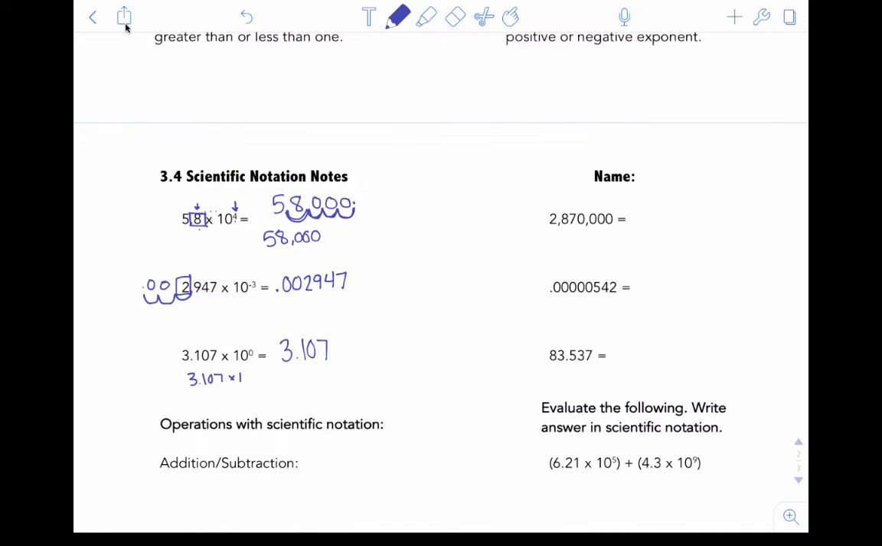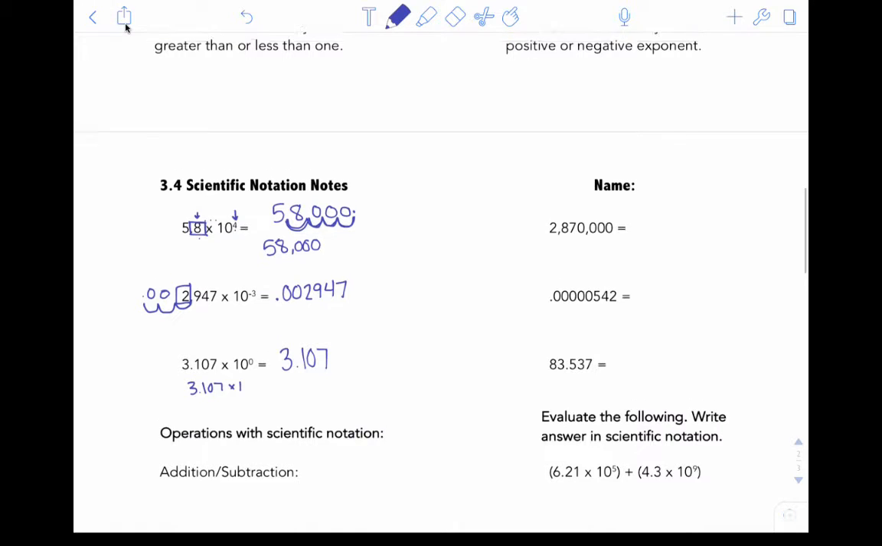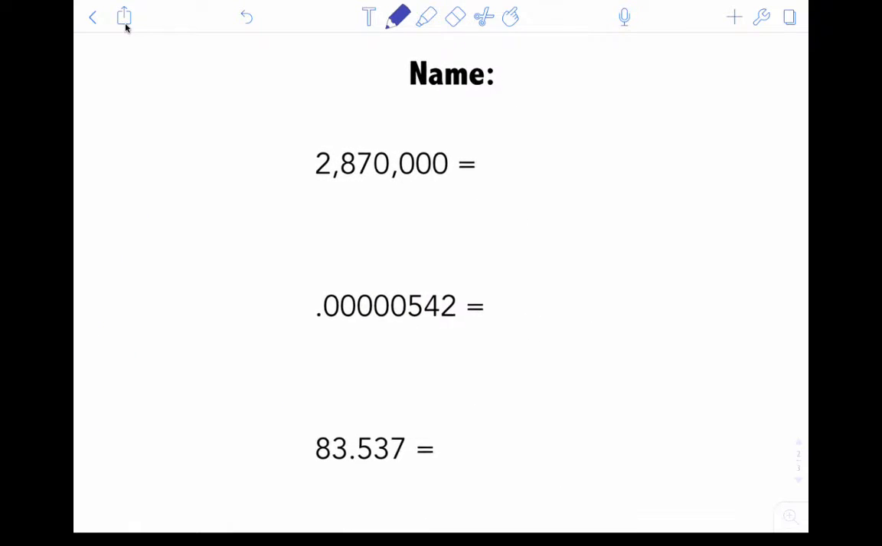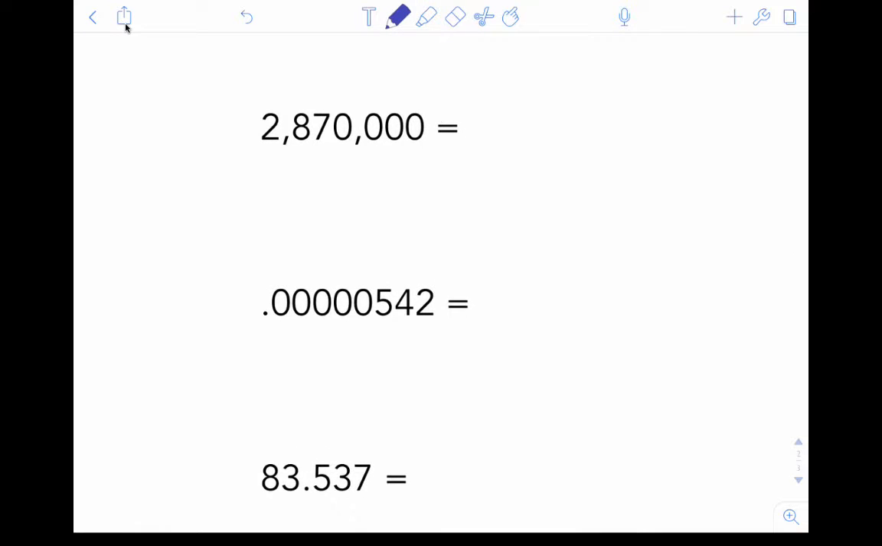All right, so that was converting to standard notation from scientific notation. So now let's convert from standard to scientific notation. Starting with 2,870,000.